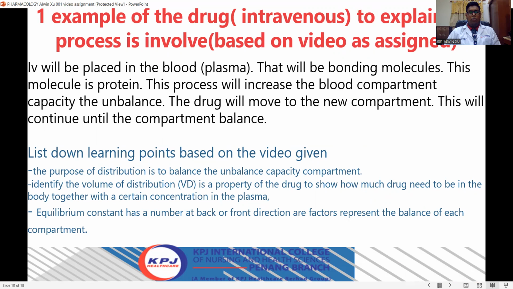Identify the volume of distribution, VD. It is a property of the drug, and shows how much drug needs to be in the body together with a certain concentration in the plasma. The equilibrium constant has a number in the back or front direction. A factor represents the balance of each compartment.